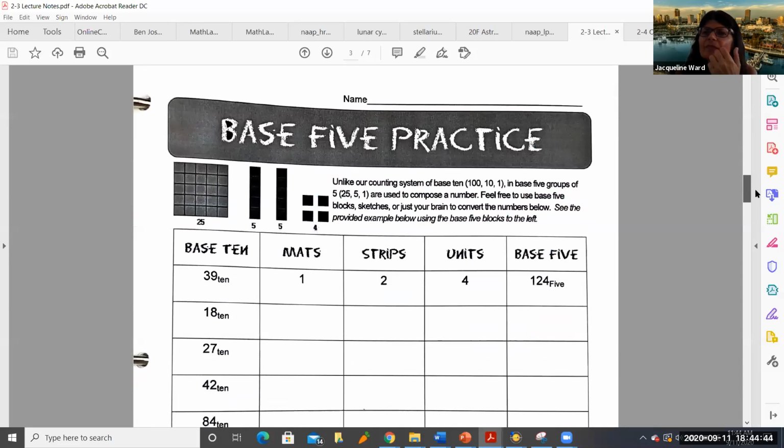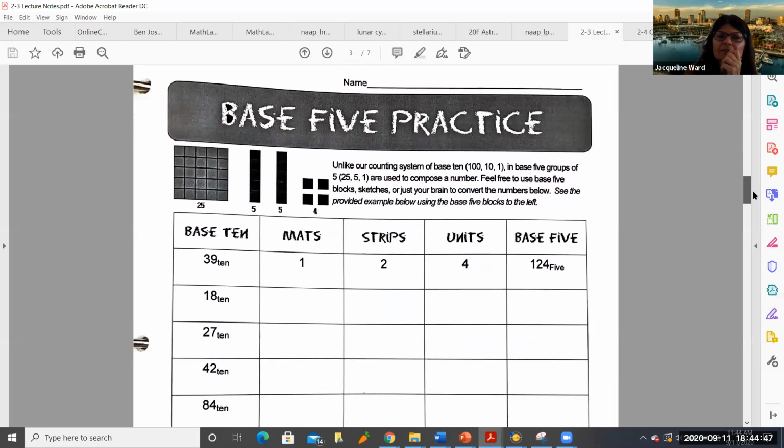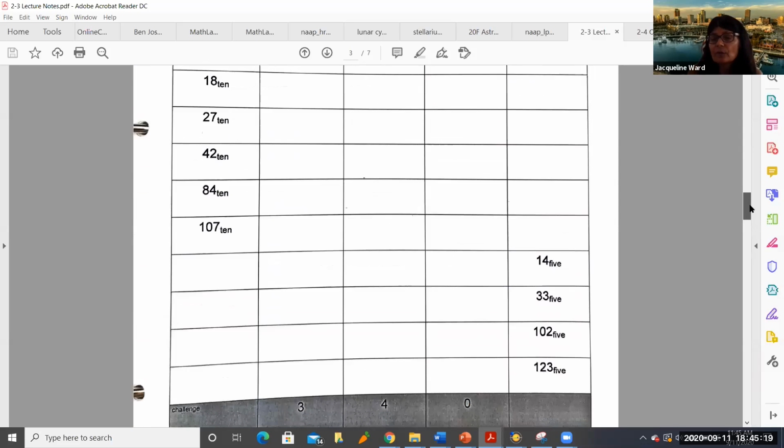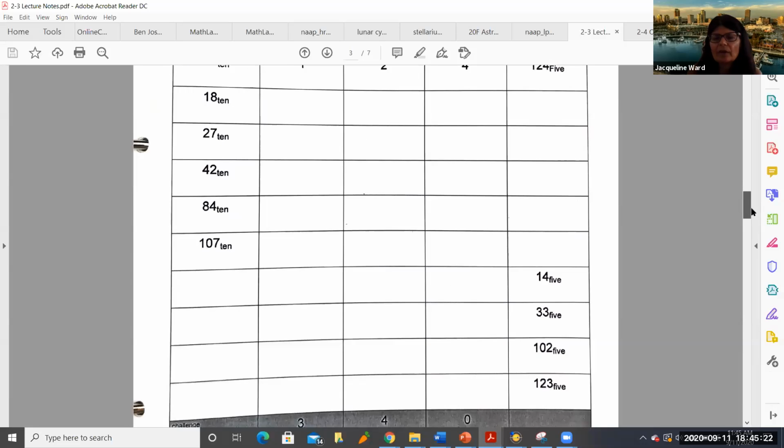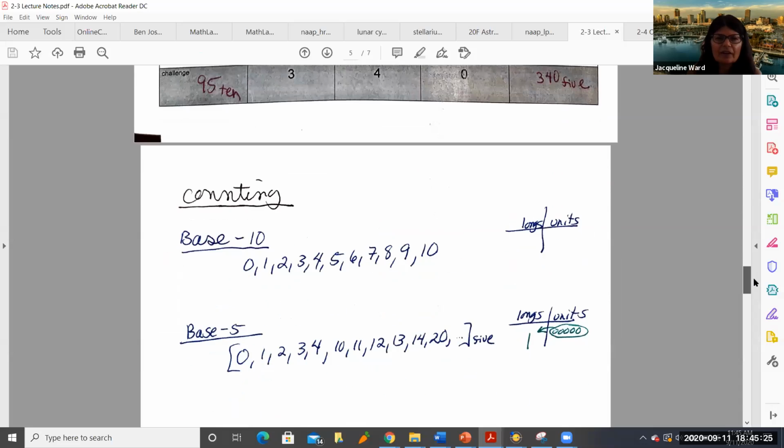Kids often learn this as well. Here I have a worksheet using base 5. In this worksheet, they're calling the flats mats, and they're calling the longs strips, and the units they're still calling units. Again, there are lots of different names, but it's usually pretty easy to figure out what they're talking about. So for 39 in base 10, how many mats could you use, how many strips, and then how many units? You could work through this, and then going the other way, what would the base 10 number be? I've got the solutions in there.